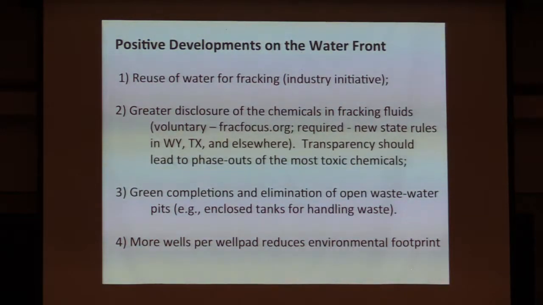Greater disclosure of the chemicals in fracturing fluids. The transparency here is the key. It isn't true that there's no information about the chemicals in the fluids. There's a voluntary website, FracFocus. There are state registries. Each state is different, and oil and gas operations are regulated primarily at the state level in the United States. But ultimately, greater transparency will lead to phase out of the most toxic chemicals, which would be desirable for everyone.